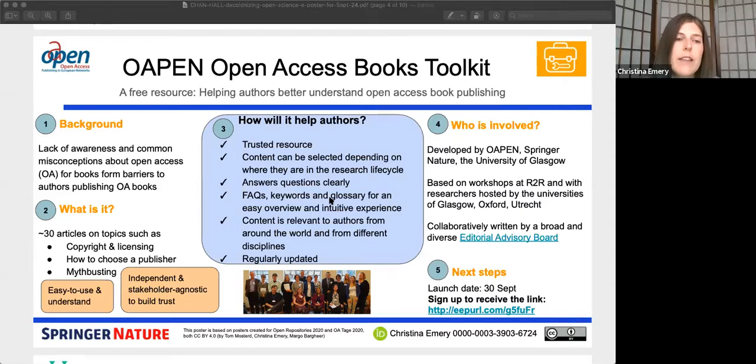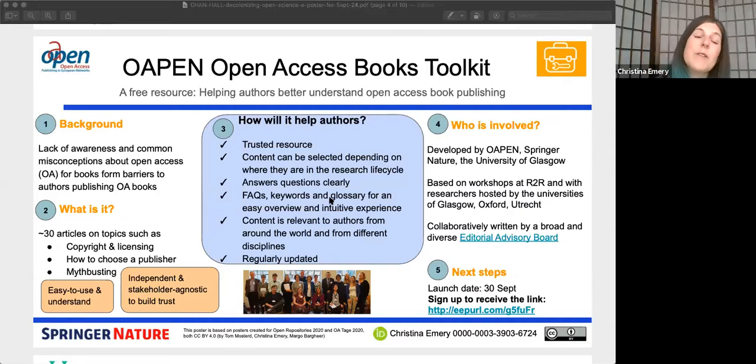The toolkit was created by a global and diverse group of researchers, publishers, and research support, as well as funders and organisations like OASPA and JISC. This toolkit aims to help authors better understand open access for books, increase trust in open access book publishing, provide reliable, stakeholder-agnostic information and easy-to-find answers, and to provide guidance in the process of publishing an OA book.